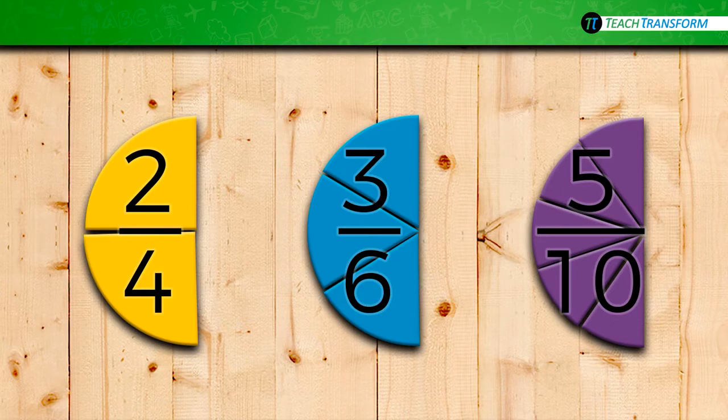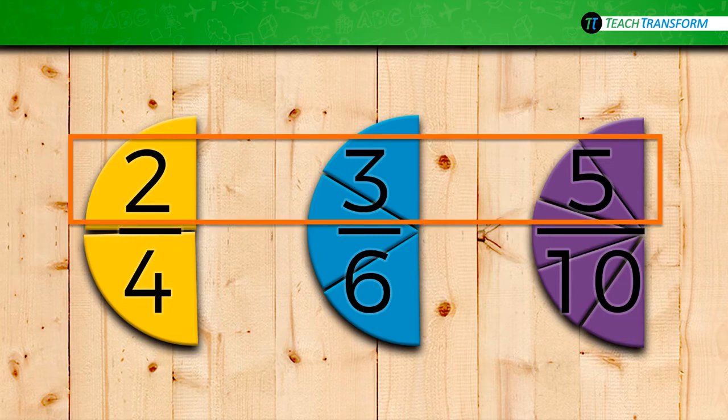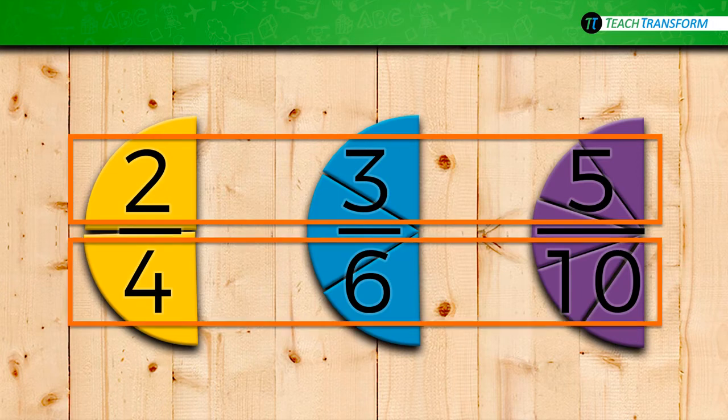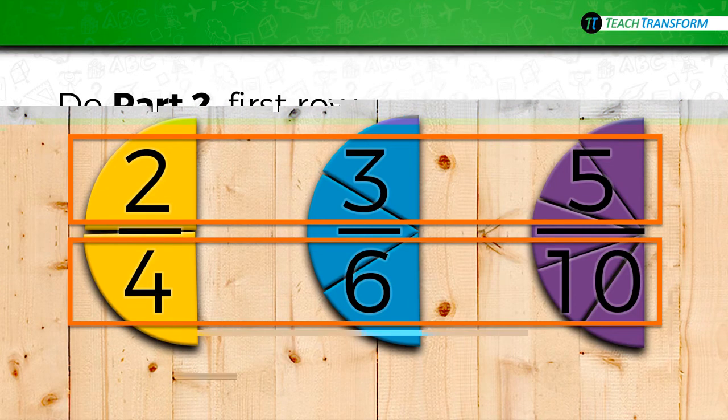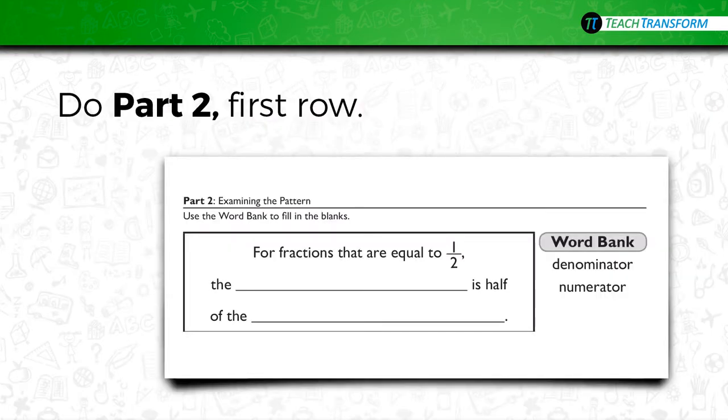Hopefully you noticed this pattern. For fractions that are equal to 1/2, the numerator is half of the denominator. In other words, if you double the numerator, you get the denominator. Now look at your paper and find part 2. Pause the video and do just the first row of part 2, the part that starts for fractions that are equal to 1/2. And then after you've filled in the blanks, you can start the video again.